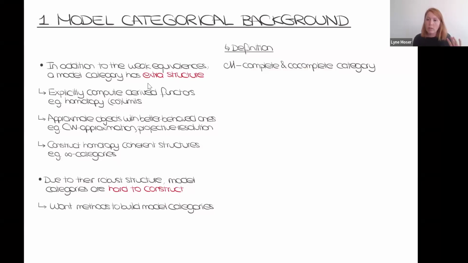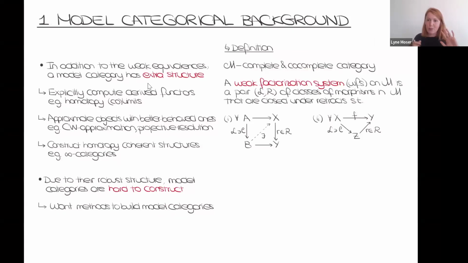And before defining a model category, I'd like first to define what a weak factorization system is. A weak factorization system, which I will abbreviate in the talk as just WFS, is going to be a pair of classes of morphisms, which I denote by L and R for left and right. The first requirement is that these classes are closed under retracts. And then you have two different axioms that you need to satisfy.